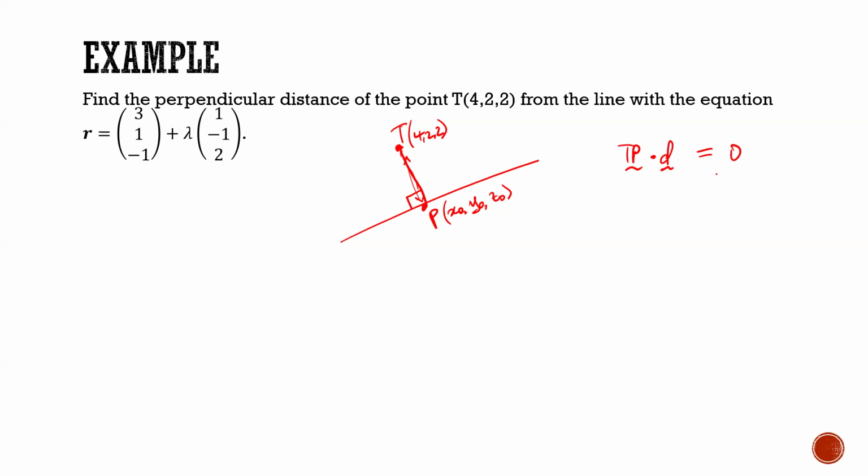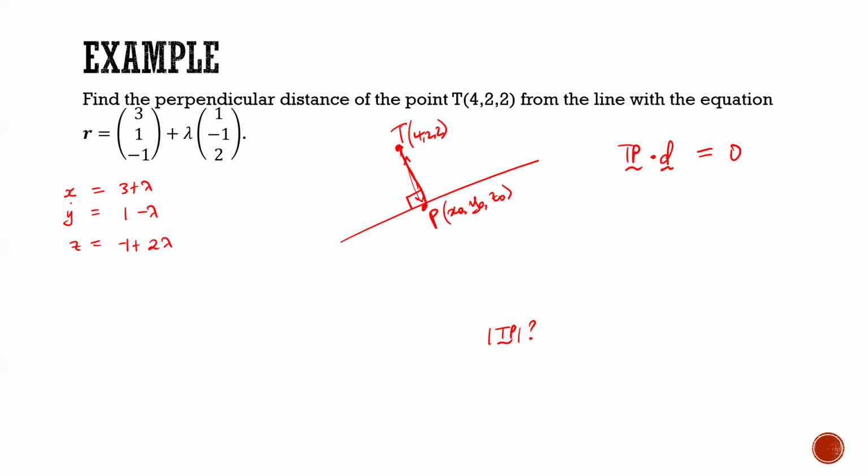Okay. So this is the equation that's actually going to lead us to our answer. Remember, the question was the perpendicular distance. So the question is basically asking, what is the magnitude of the vector TP? First thing we're going to do again is write our equation of the line in parametric form. This is going to be x equals 3 plus lambda, y equals 1 minus lambda, and z equals negative 1 plus 2 lambda.